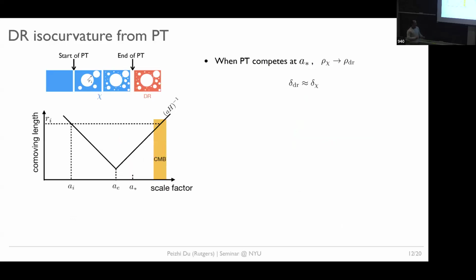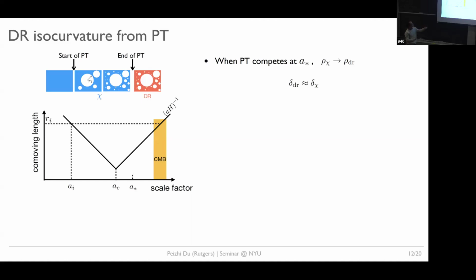Now we'll move on to the next stage: what happens after inflation and how to generate isocurvature in the dark radiation. Here I showed you the cartoon picture. At early times, inflation starts and the bubbles are nucleated. Early bubbles are bigger bubbles, but all the way during inflation, they generate bubbles across different scales, and some of them are small, some of them are big.